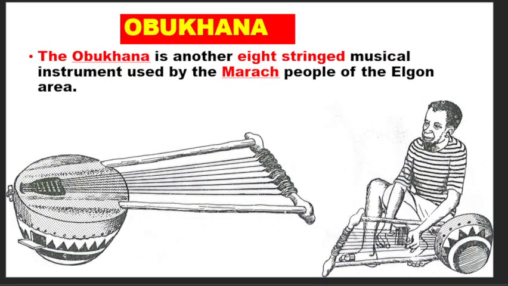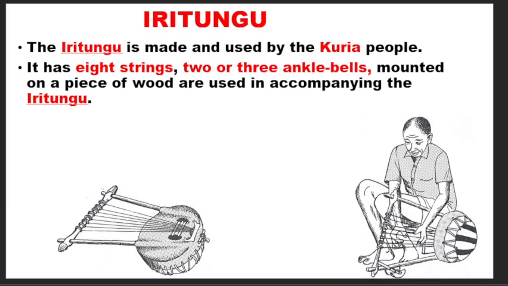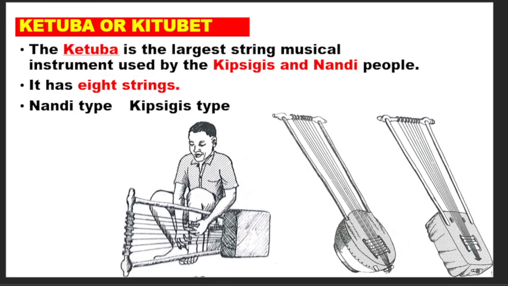Or Obukhana. Obukhana is another 8-string musical instrument from the Marachi people, taught from the Elgon, among the Luya also. The Iritungu is made and used by the Kuria people. It is 8-string. Two or three anchor bells mounted on a piece of wood are used to accompany the Iritungu from the Kuria, which has 8 strings.